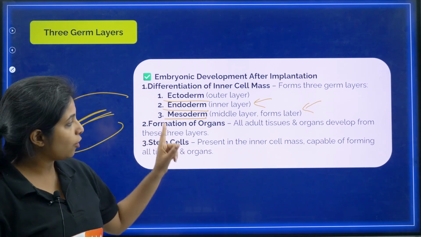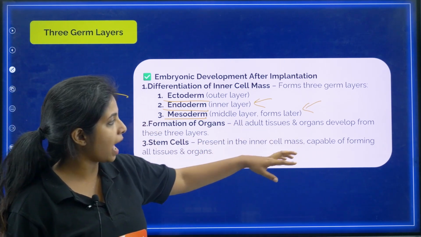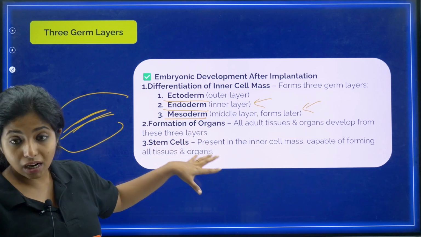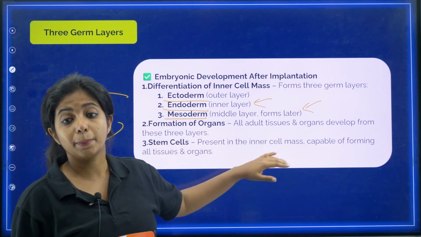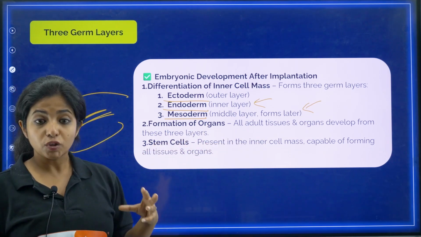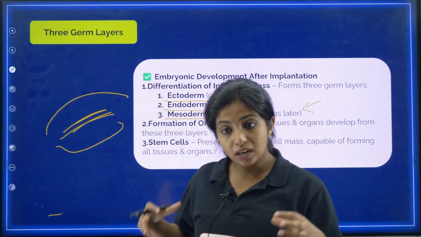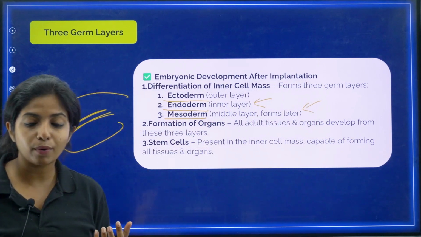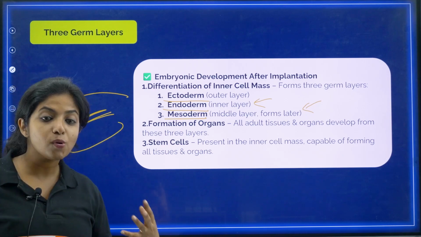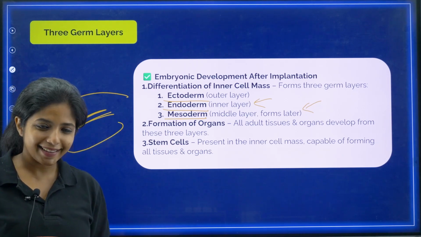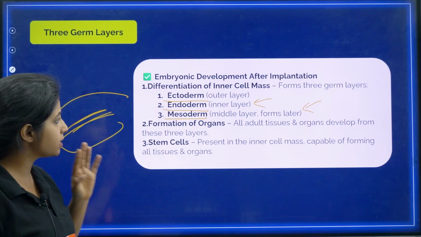Now, formation of organs. All adult tissues and organs develop from these 3 layers. There are stem cells present in the inner cell mass capable of forming all the tissues and organs. Stem cells have the potency to give rise to different types of cells. So, there are so many stem cells, my dear children, in the inner cell mass, which is why you form a whole organism with the help of that. So, do not forget these 3 germ layers.